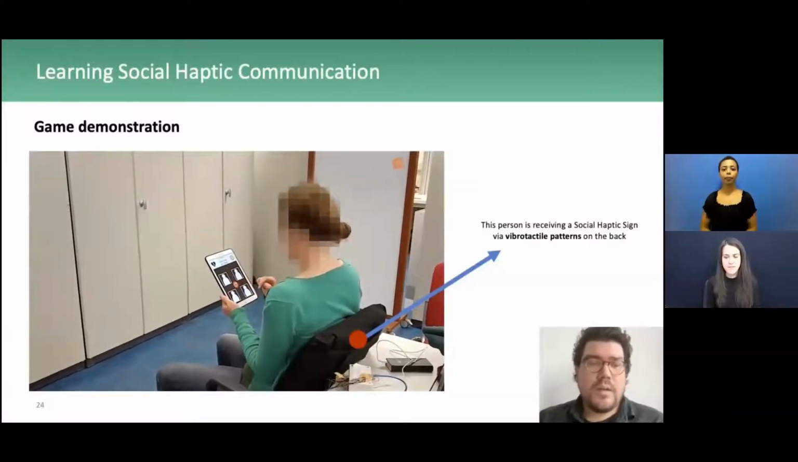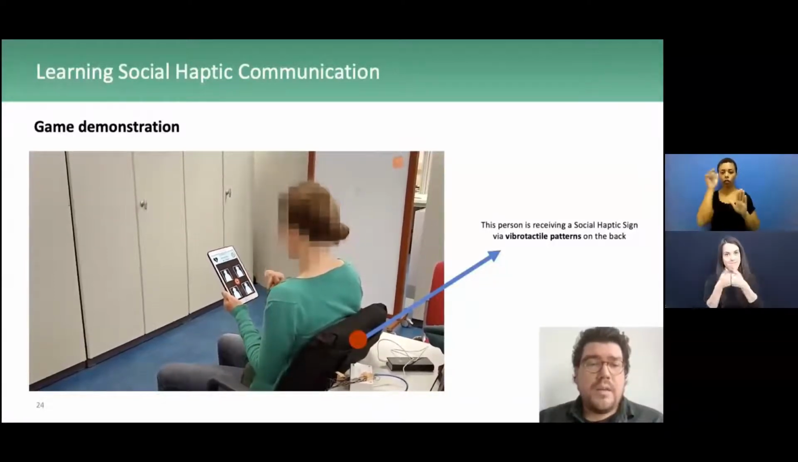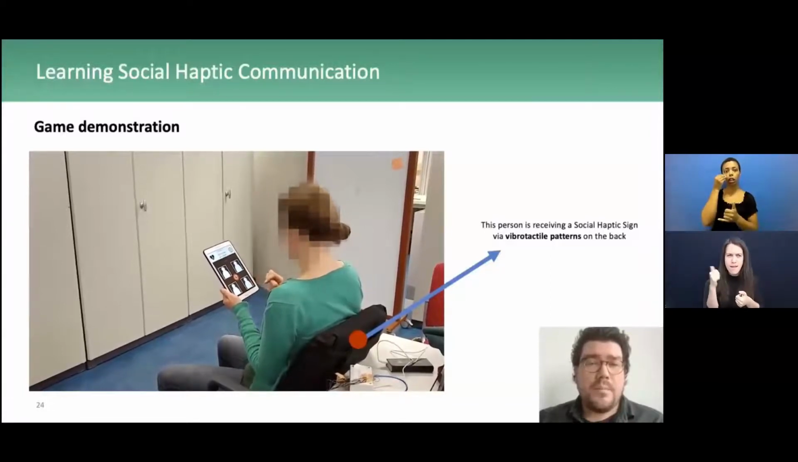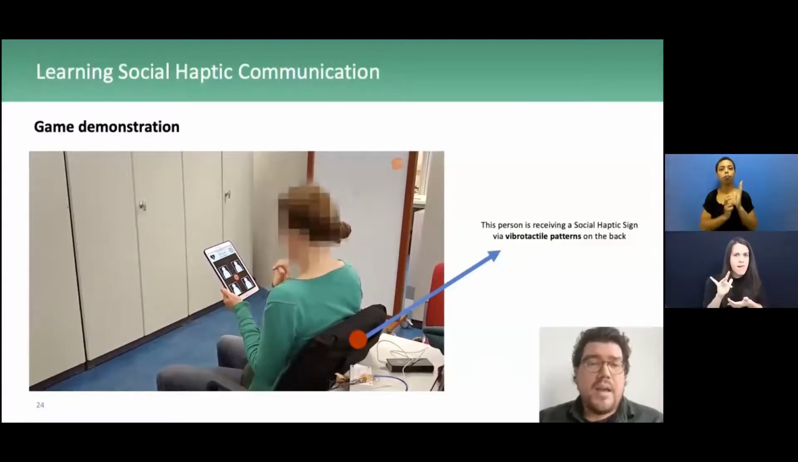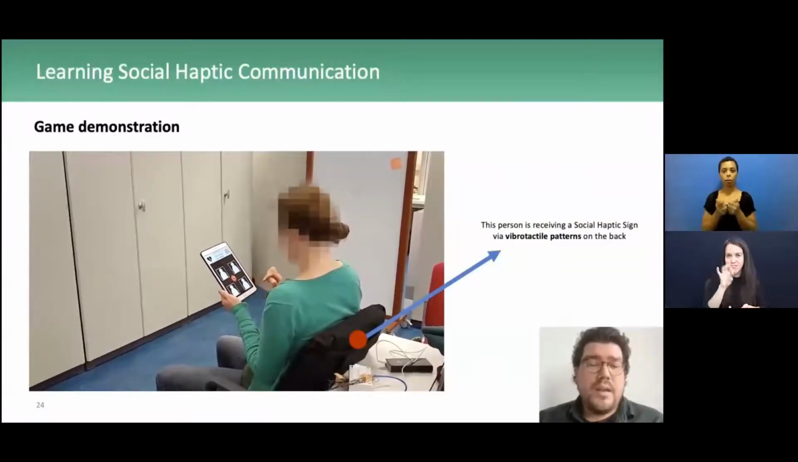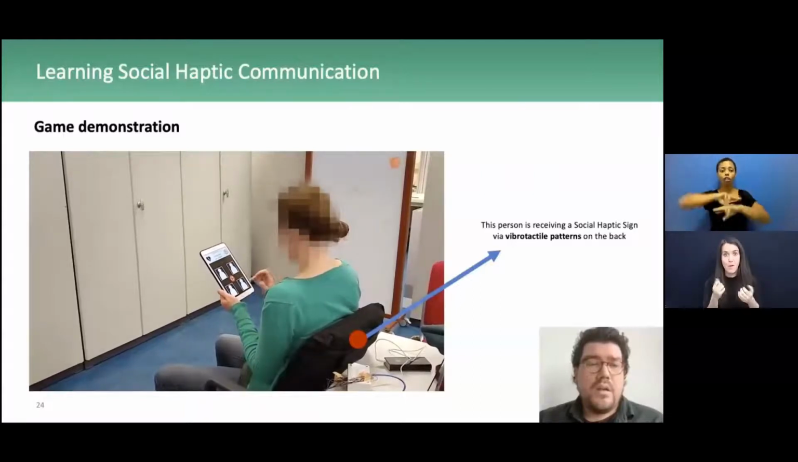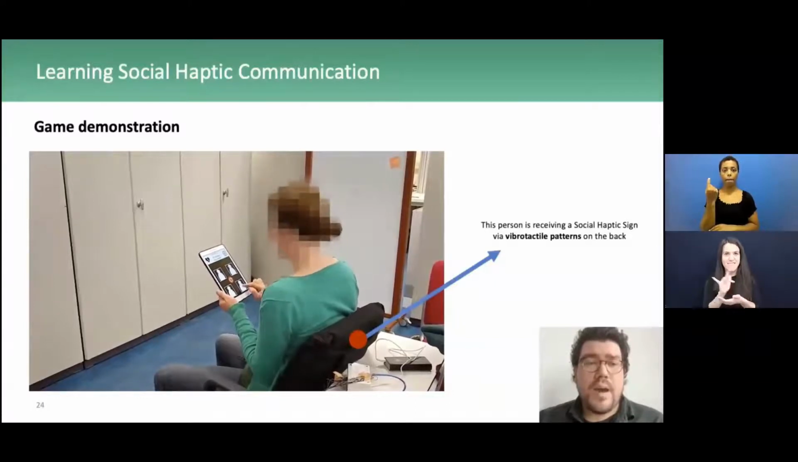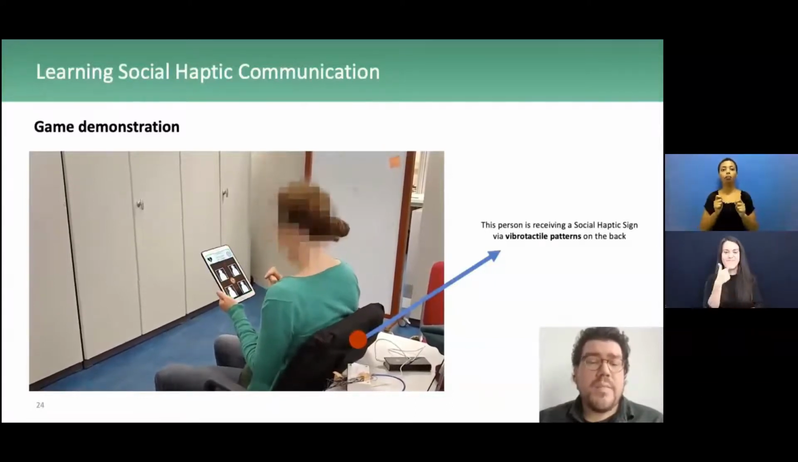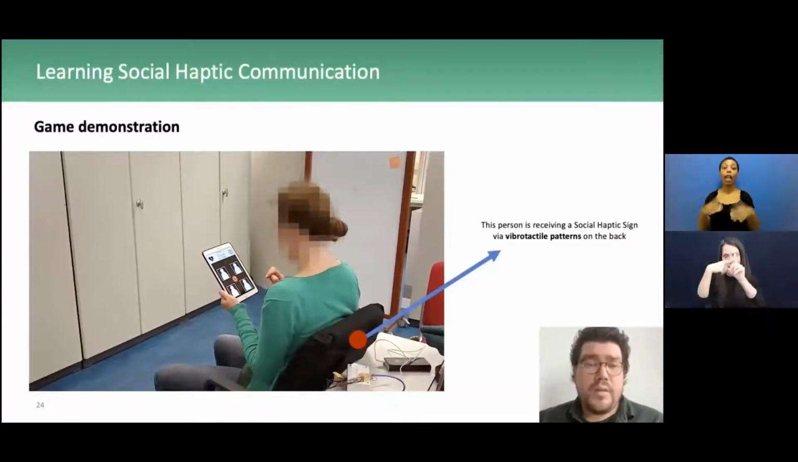So here I show you the person playing and trying to guess the correct haptic sign that is being displayed on the back. And she's trying different options, and once she's able to recognize the correct option, she receives a message that she is right. And then she earns different points and can continue playing the game and guessing different signs.